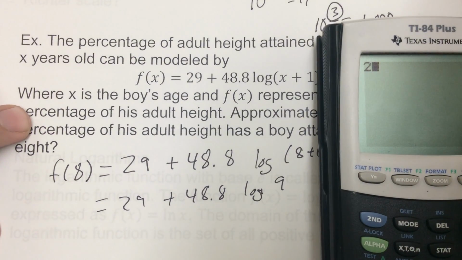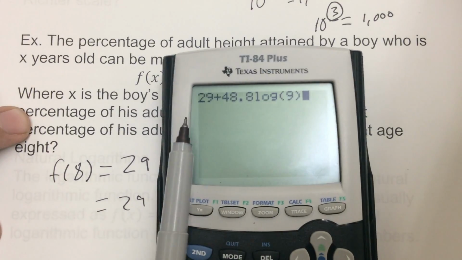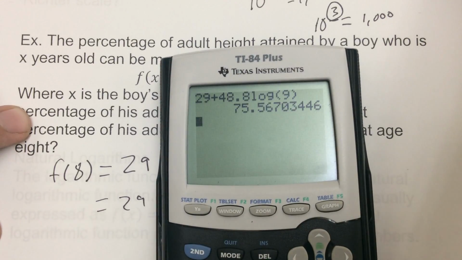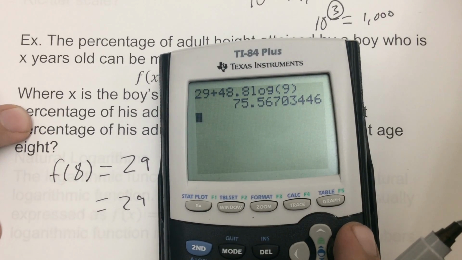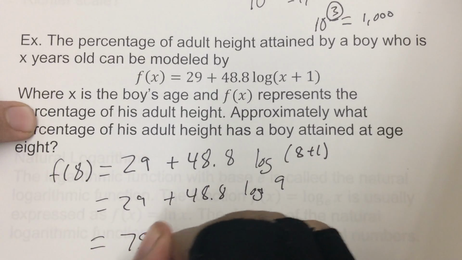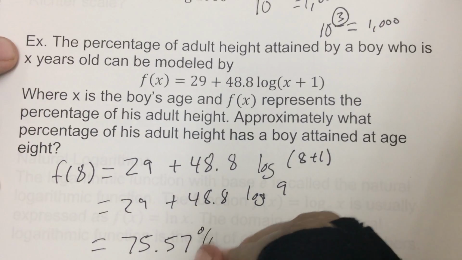So we are 29 plus 48.8 log of 9, close your parentheses. So that's what it looks like. So 29 plus 48.8 log of 9. So when I hit enter, I get 75.57. And that would be a percent.